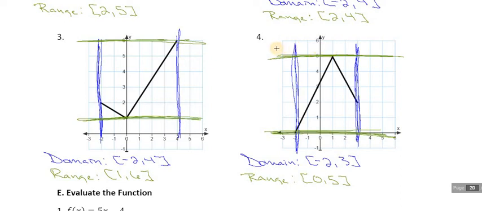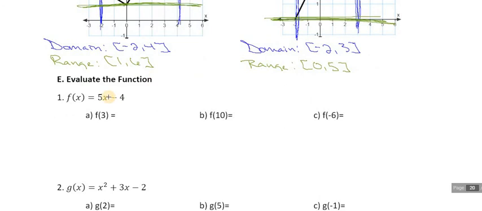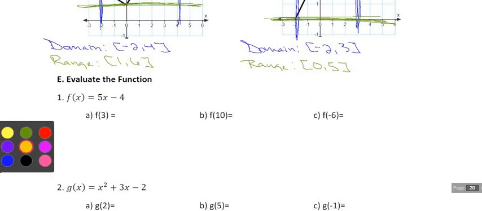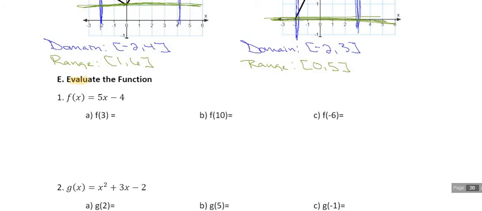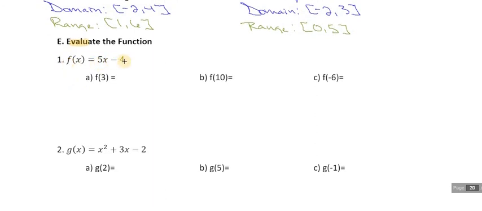All right, as we gradually wrap up here, we want to evaluate the function. And what does it mean to evaluate the function? Well, the root word of evaluate is value. So we want to find the value if we're given a certain value for x. So in number 1, we have our function f of x equals 5x minus 4. We want to evaluate f of 3, f of 10, and f of -6. Notice 3 is in the spot where x was in the original function. Therefore, we're going to take 3, plug it in for x. So that means we're doing 5 times 3 and then subtracting 4.